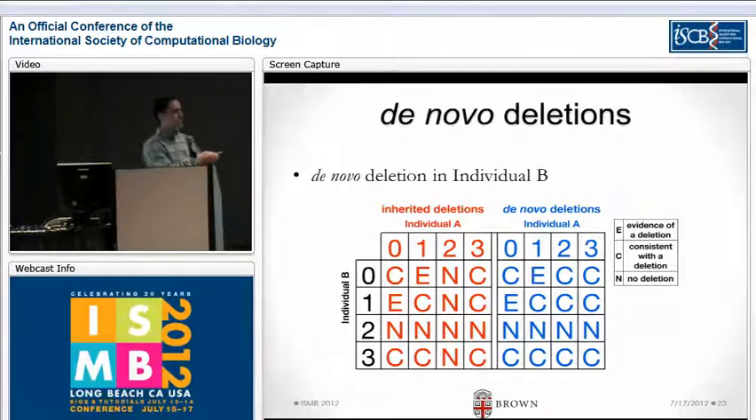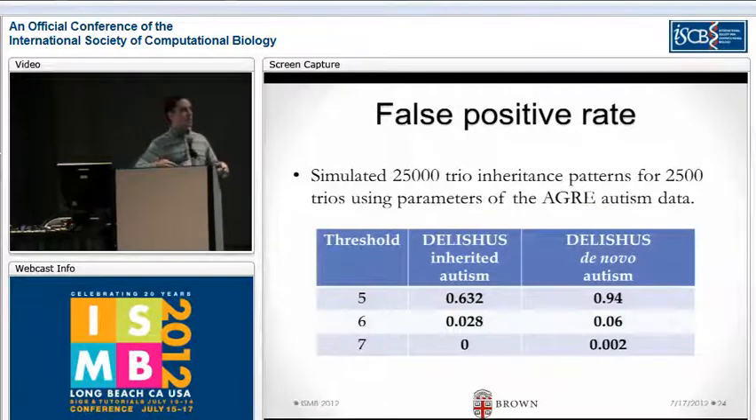With a slight modification to our model, we can actually infer de novo deletions. So if we have a de novo deletion in individual B, and remember, this is the genotype representation where 0 and 1 were homozygous, 2 heterozygous, 3 missing data. If individual B has a de novo deletion, then whenever he's heterozygous, there can't be a deletion site. But now individual A is allowed to be heterozygous. So these are consistent with there being a deletion. So essentially, the probability of a consistent site goes up.